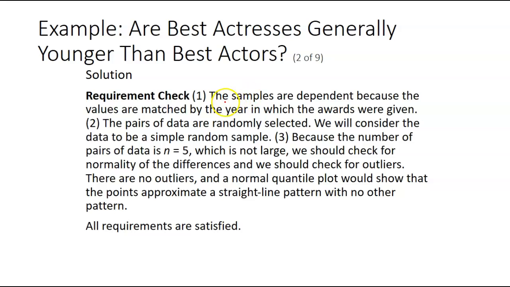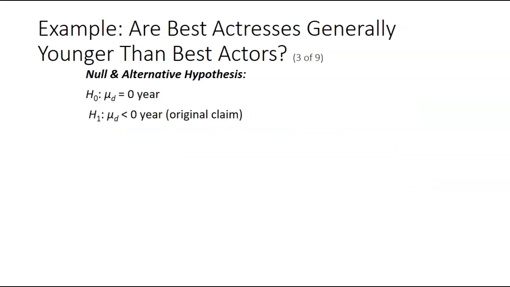As far as the requirements, we need to make sure that they're paired, they're randomly selected, and the number of pairs in this case is not large, so we would need to look to make sure it's normally distributed. And if you look at the normal quantile plot for the differences, so for L3, you would be able to see that it does in fact have approximately a straight line pattern.